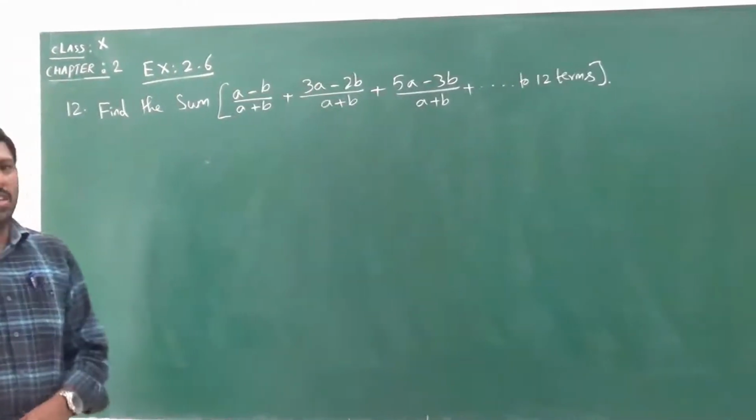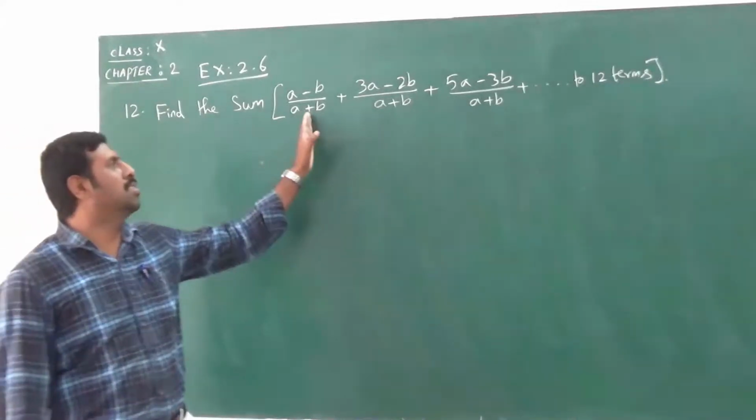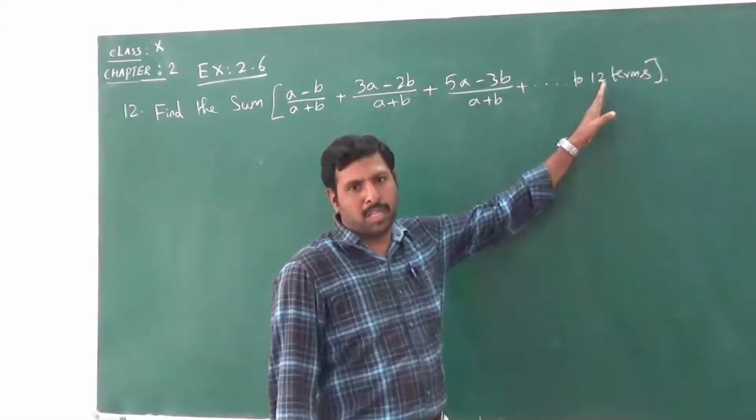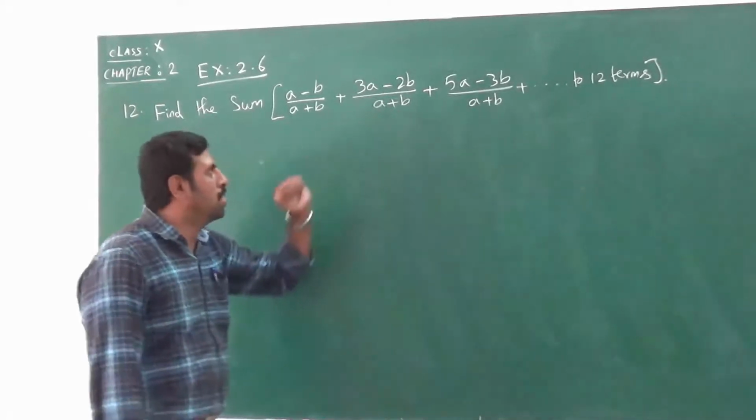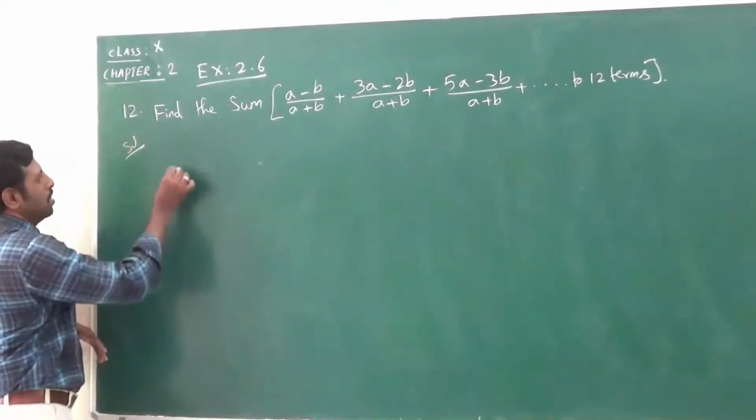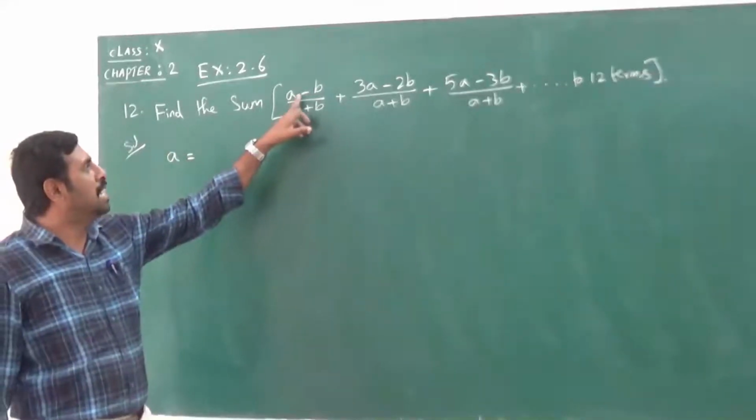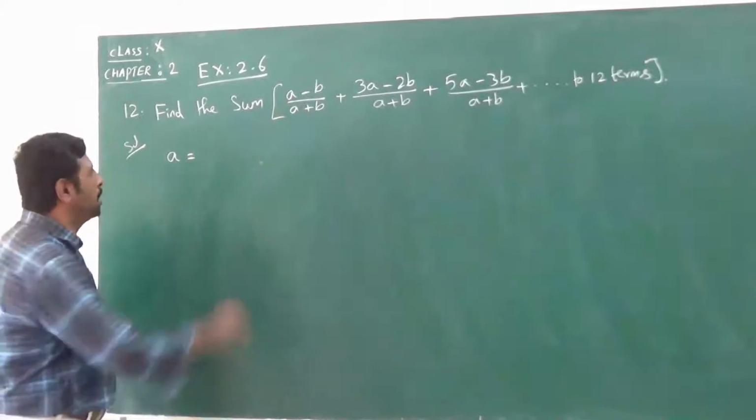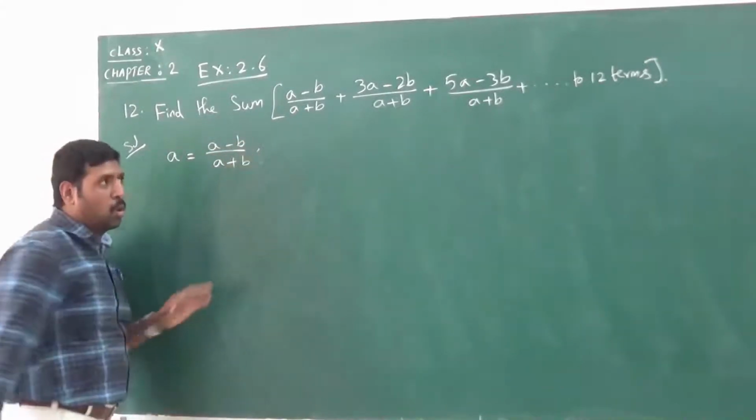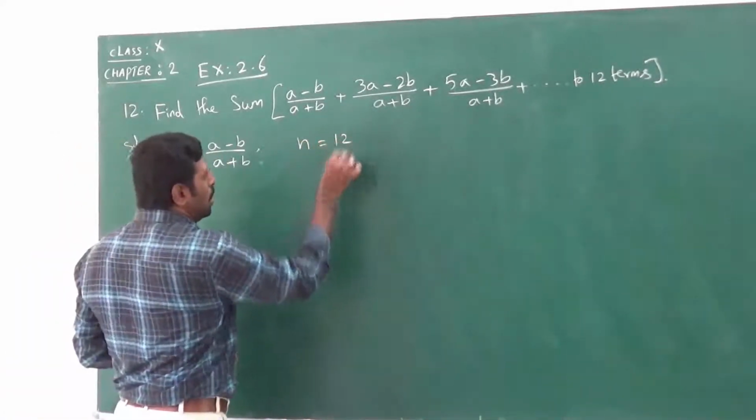Next, question number 12 in exercise 2.6: find the sum of the terms given. We have to find the sum of 12 terms of the AP. The first term of the AP series is a, given as (a minus b) divided by (a plus b). We don't know the last term, but here we have the number of terms, n equal to 12.